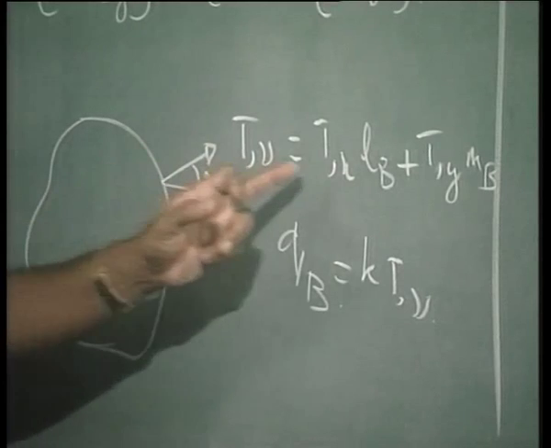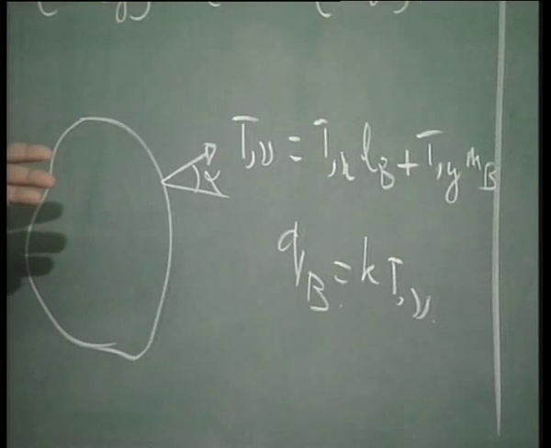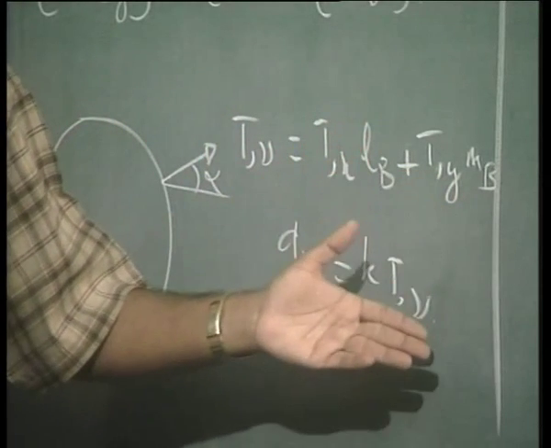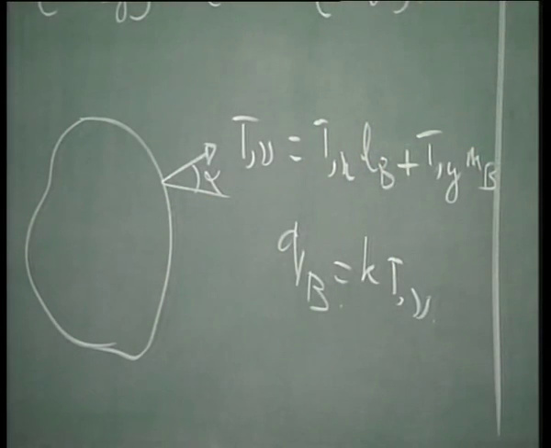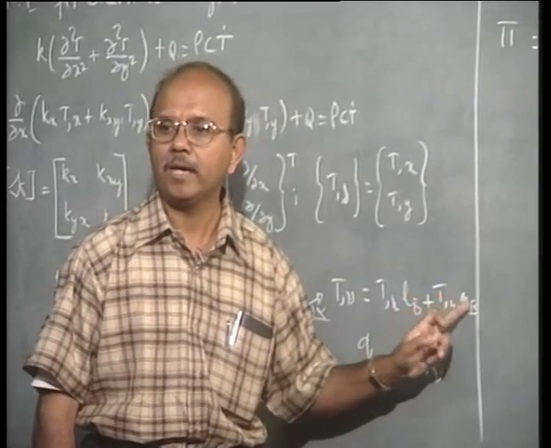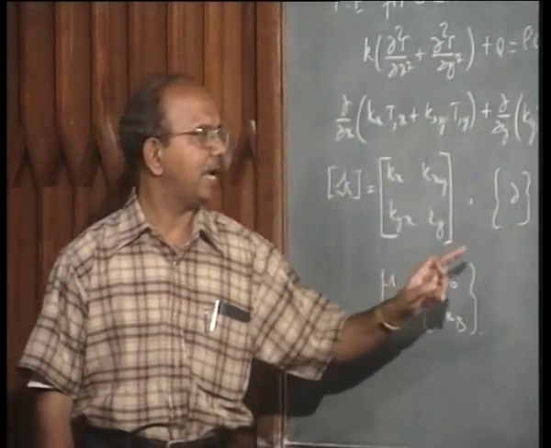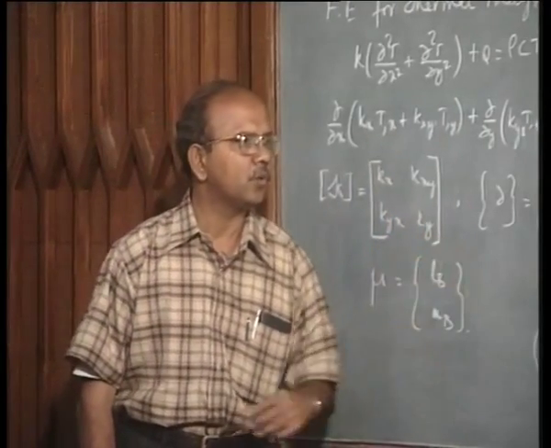But T comma nu can be written as T comma x LB. What I am trying to do is just the chain rule. Dou T by dou nu is equal to dou T by dou x into dou x by dou nu plus dou T by dou y into dou y by dou nu. Let me call dou x by dou nu as LB and dou y by dou nu as MB, and let me call this as mu, LB and MB. These are things which you already know.